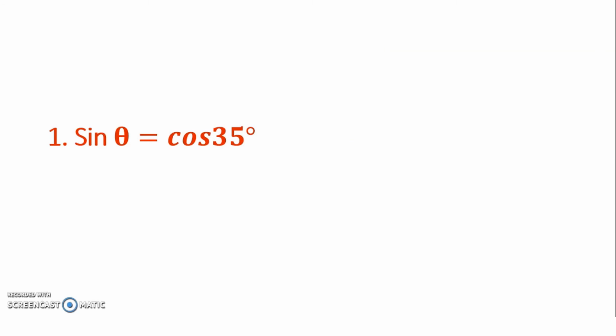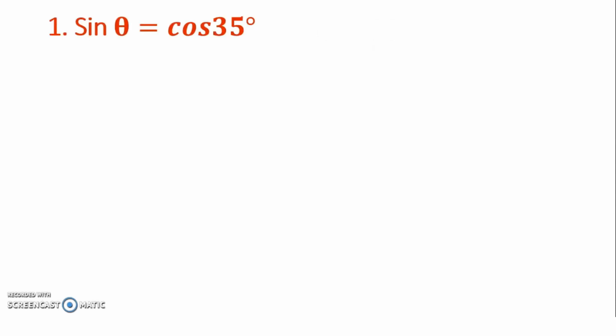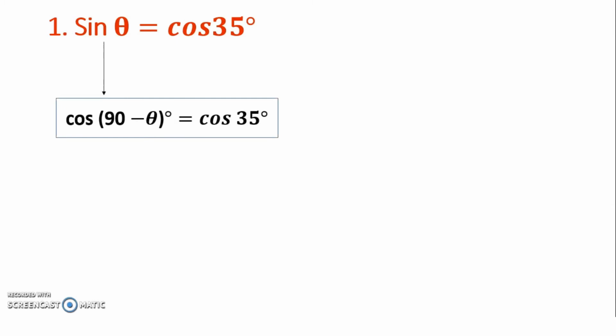Sine theta equal to cos 35 degrees. That means we are asked to find theta. We know that sine theta is equal to cos 90 degrees minus theta. Now, anywhere we see sine theta, we are going to replace sine theta with cos 90 minus theta. So here is sine theta. We are going to replace sine theta with cos 90 minus theta. So we are having cos 90 minus theta equals to cos 35 degrees.